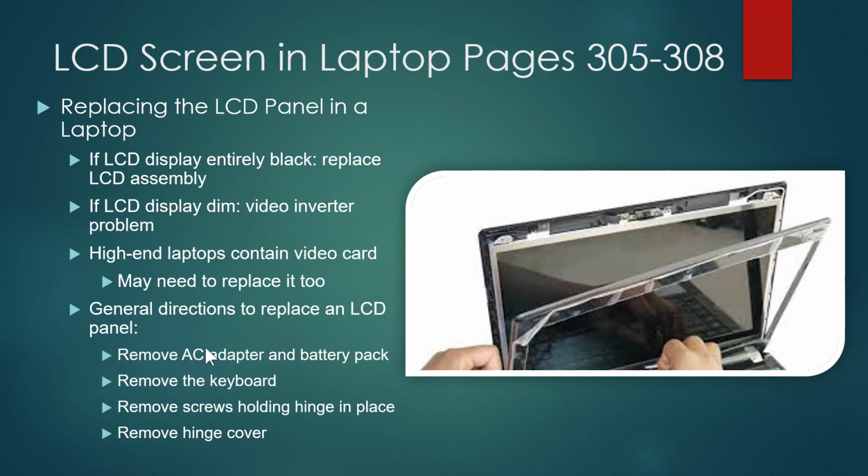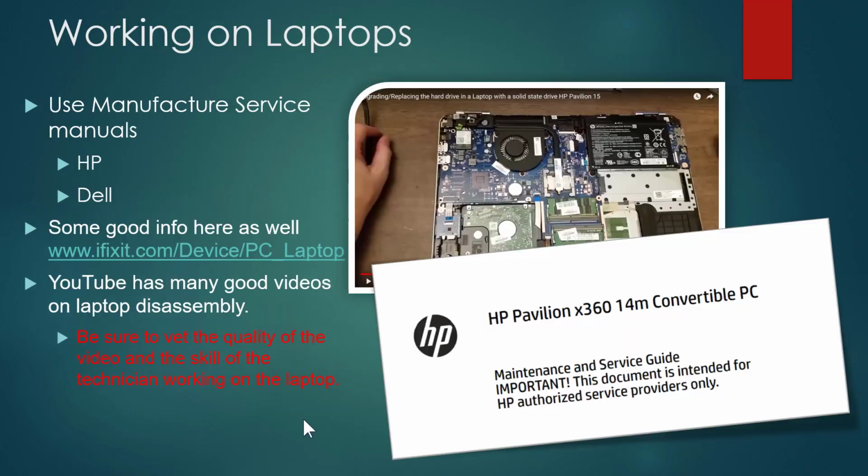So here are some general steps to replacing an LCD screen. Shut down the laptop, remove the AC adapter and battery pack, remove the keyboard, and whatever else needs to be disassembled till you can get to the point that you remove the screws holding the hinge in place. Then you can remove the hinge cover, take the entire bezel off of the laptop and disassemble it to get the screen out.